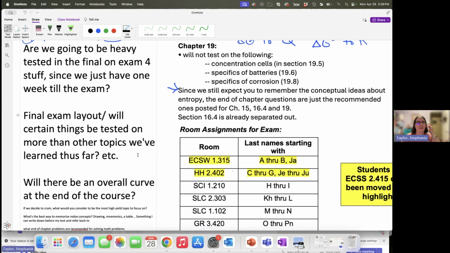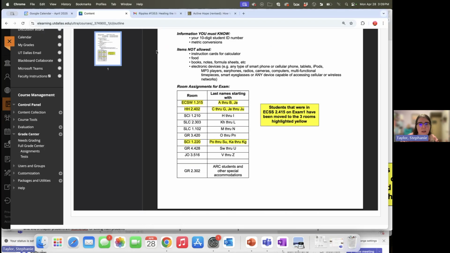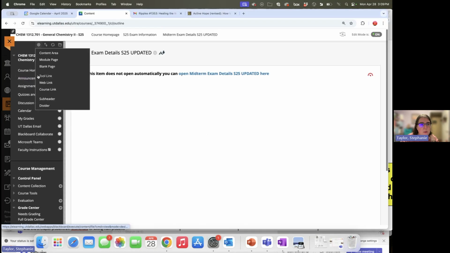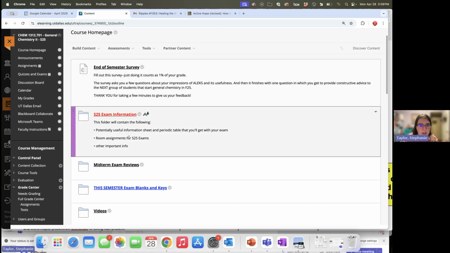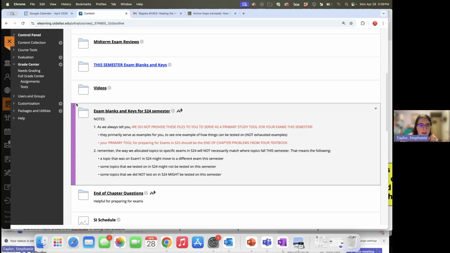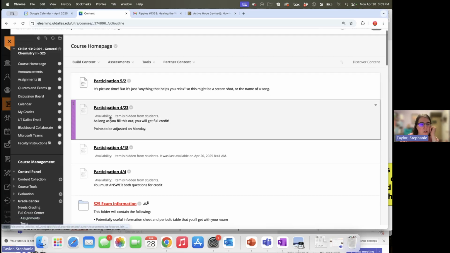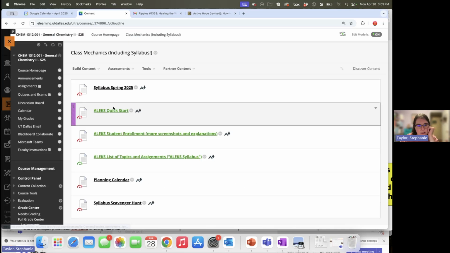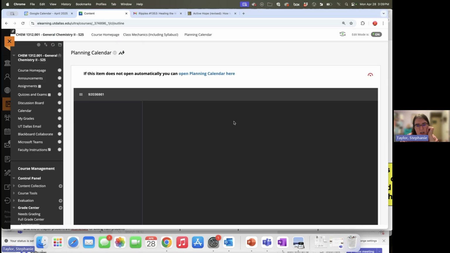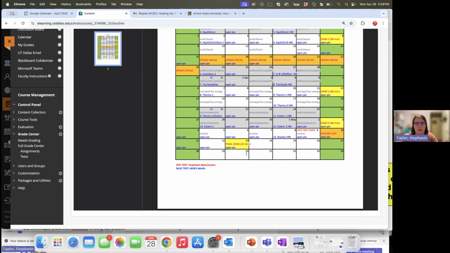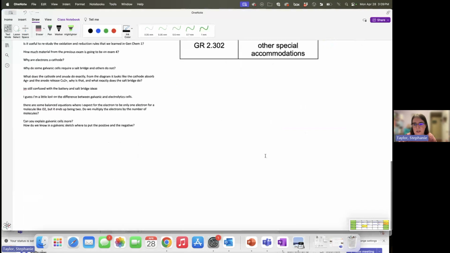Are we going to get tested on exam 4 stuff on the final exam, since we have just 1 week until the exam? Did I actually grab a calendar to show you guys what this looks like? Did Dr. Diekman leave his lovely schedule thing? What I'm looking for is something that will show you how long we have until the final, because it's a pretty quick turnaround. It is pretty fast, but it's a week and a couple of days. So I'm going to grab this and show you guys what this looks like.